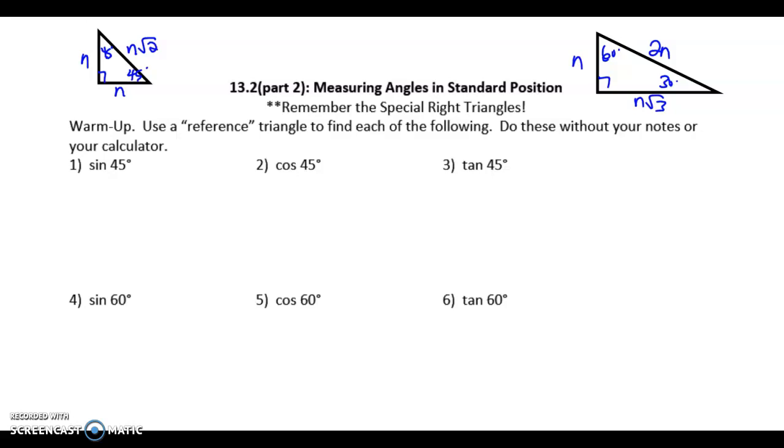Algebra 2, 13.2, Part 2 notes, measuring angles in standard position. So to help us do this, we need to remember the special right triangles.